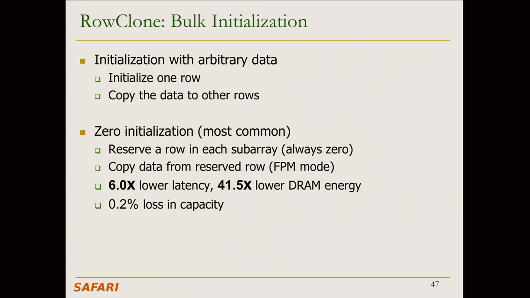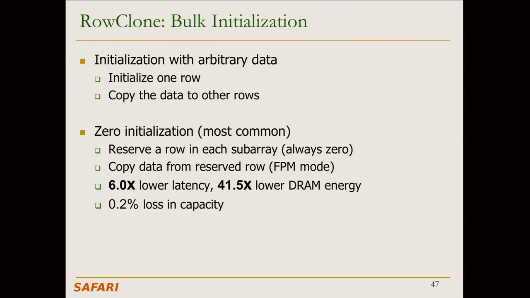If you do it the way I just described, it gives you 6x lower latency and about 41x lower DRAM energy, with some loss in capacity. You cannot use those rows that you reserve for zeros. But zeros are actually usually good. If you look at some processors, they reserve some registers to be all zeros.